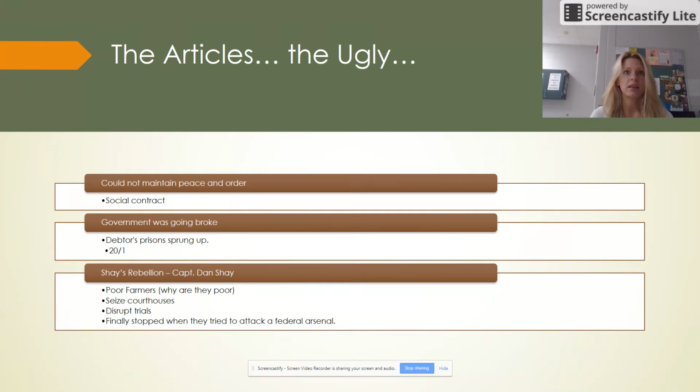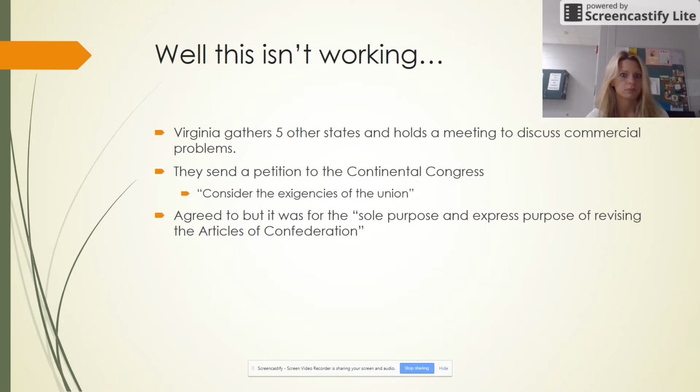And he leads a bunch of rebellious farmers, primarily veterans, and they seize courthouses, they disrupt trials, and they're going to start to release the debtors from prison, and then they go to attack a federal arsenal where they are finally stopped. What this shows us is that the federal government has no control because there is really very limited federal government, and they have no way to support a militia to protect us. One of the main reasons for government.